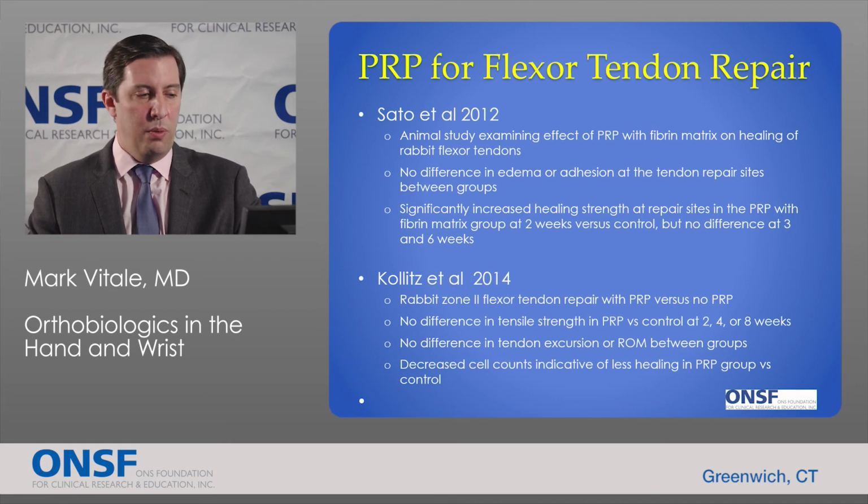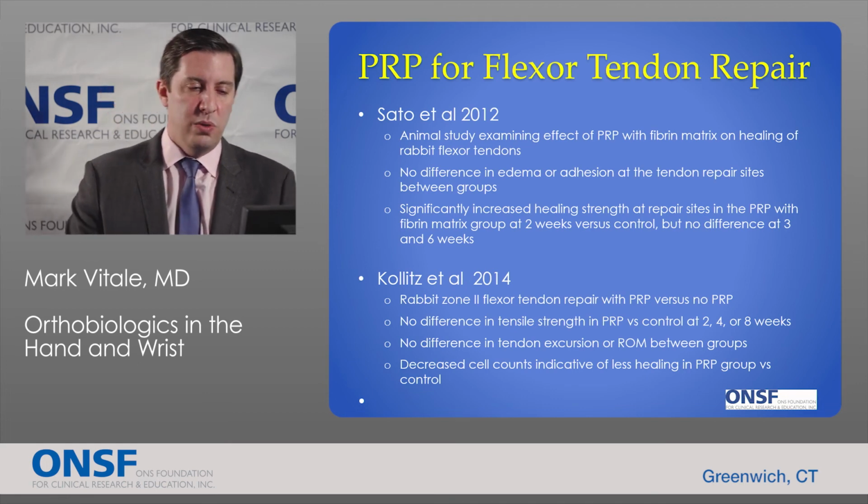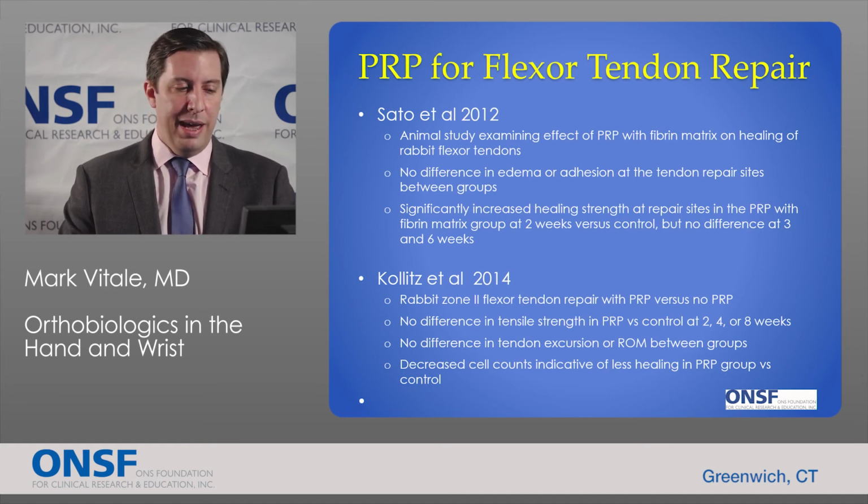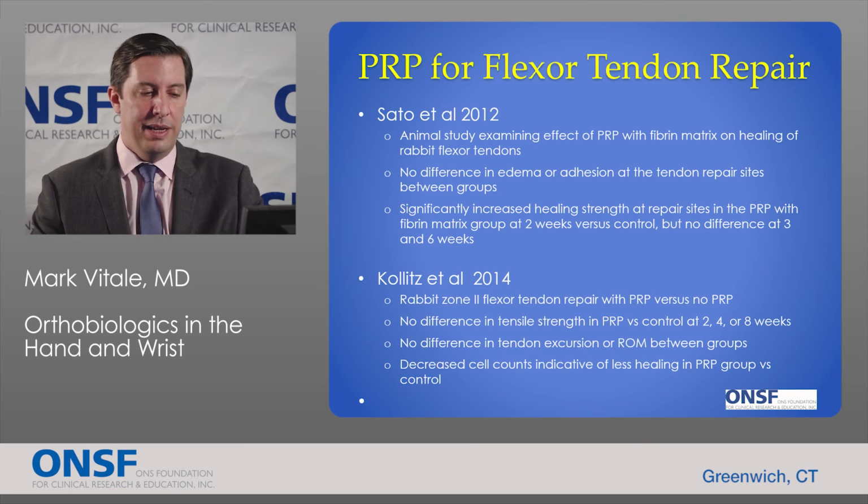Another similar rabbit model study looked at zone 2 flexor tendon repair sites with PRP versus no PRP, and there was no difference in tensile strength, tendon excursion, or range of motion between groups at any time point, and in fact there was decreased cell count indicative of less healing in the PRP group.